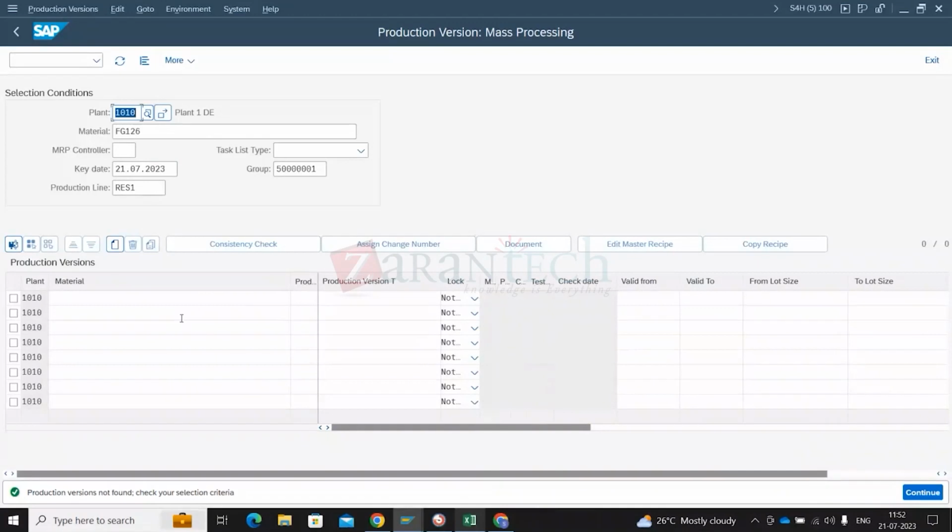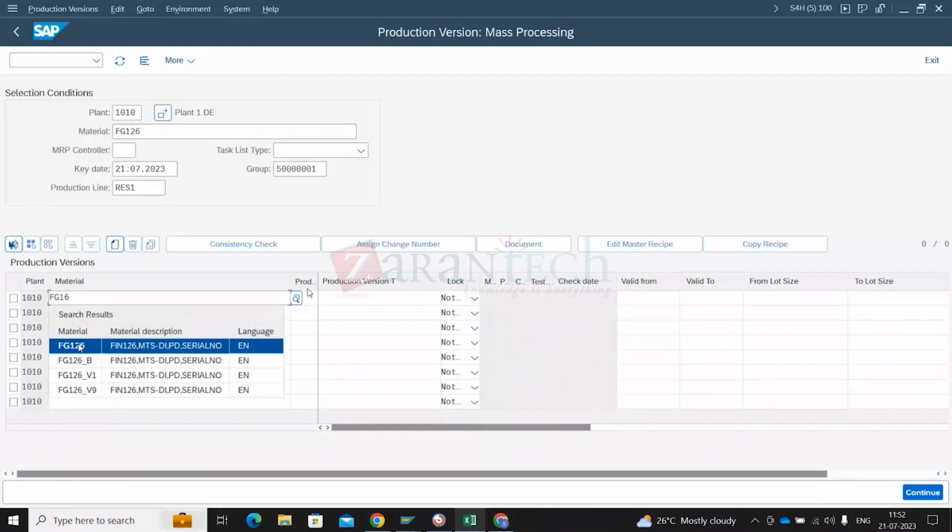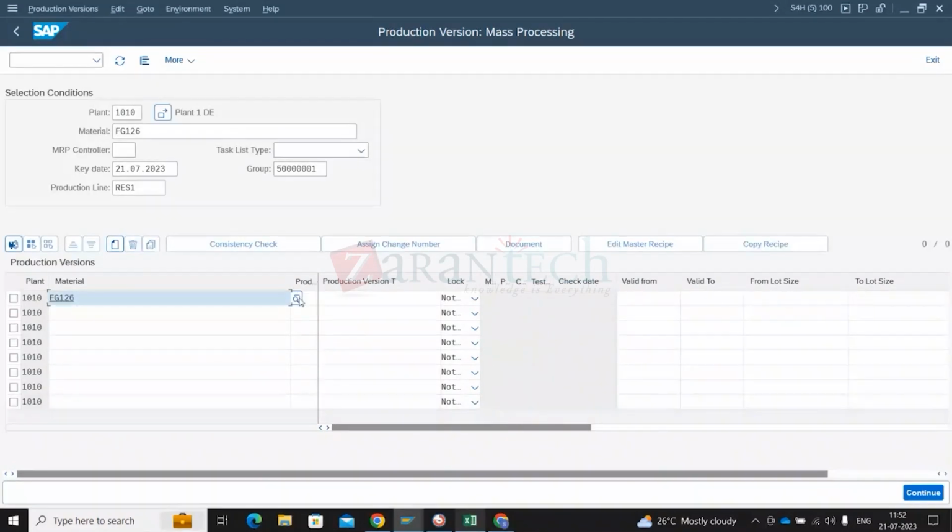There is no production version. Okay, there is no production version looks like. So let us create that FG126. Then the production version number you need to specify, which is usually 0001, but you can have different versions. 0001 version PV, give some text. Then it is valid from 01/01/2023 till, say, 31/12/2025. It could be time bound, right? Okay.